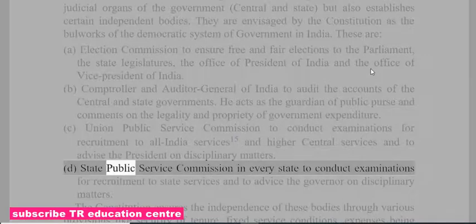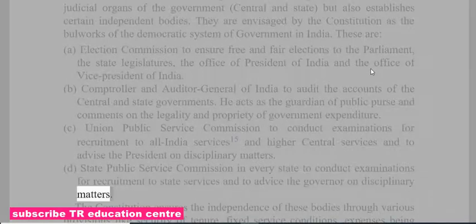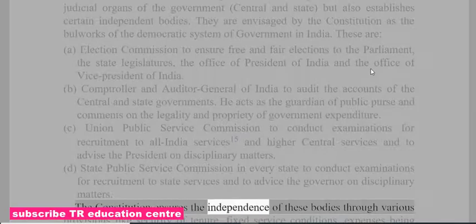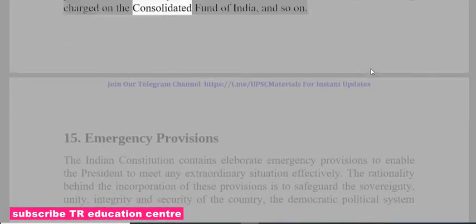D. State Public Service Commission in every state to conduct examinations for recruitment to state services and to advise the Governor on disciplinary matters. The Constitution ensures the independence of these bodies through various provisions like security of tenure, fixed service conditions, expenses being charged on the Consolidated Fund of India, and so on.